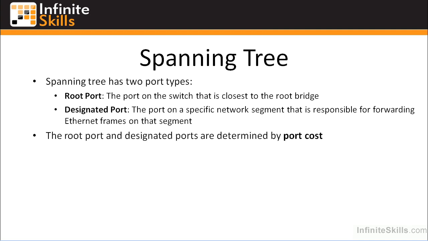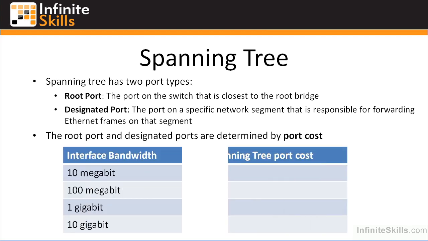Quite simply, the root port and designated ports are determined by the port cost. Each port in Spanning Tree has a cost associated with it, the cost to the root, and that cost is determined by the bandwidth of all of the links between that port and the root bridge. And here's a little table that's got some of the interface bandwidth and the resulting Spanning Tree port costs. Again, you can get this information from the Switch OS, if you do the show spanning-tree command, which we will do in our lab.